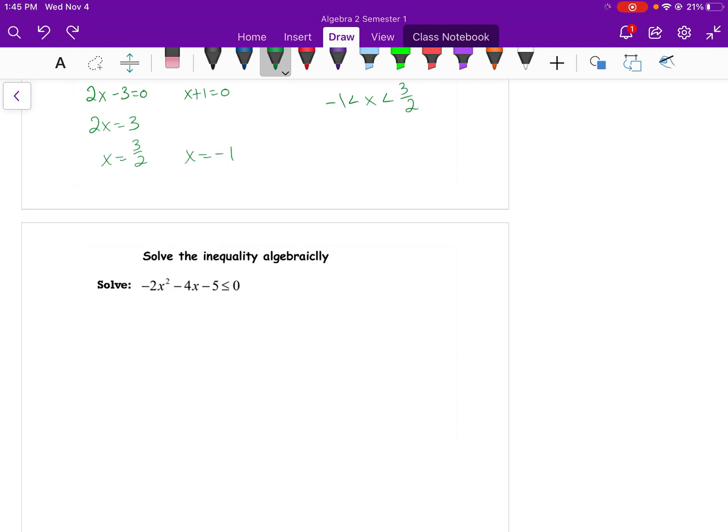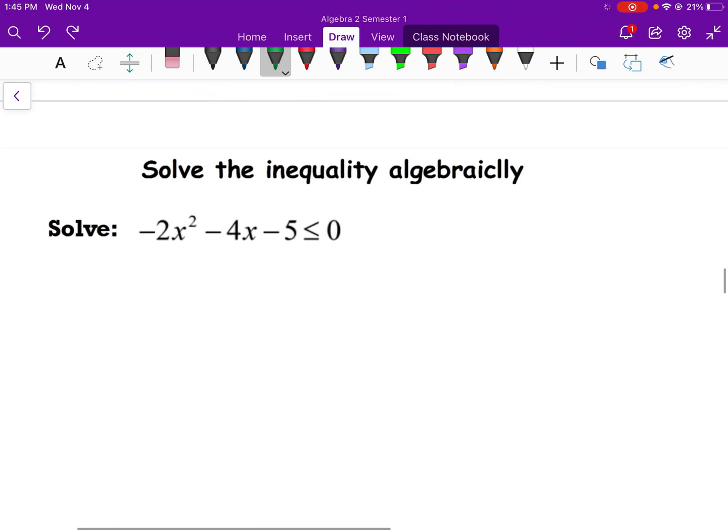Okay, solve the inequality algebraically. So again, I don't really care how you solve for your roots in these cases. If you think you need to do the quadratic formula every single time, do that. So let's go ahead and use a different method this time. Let's use the quadratic formula.